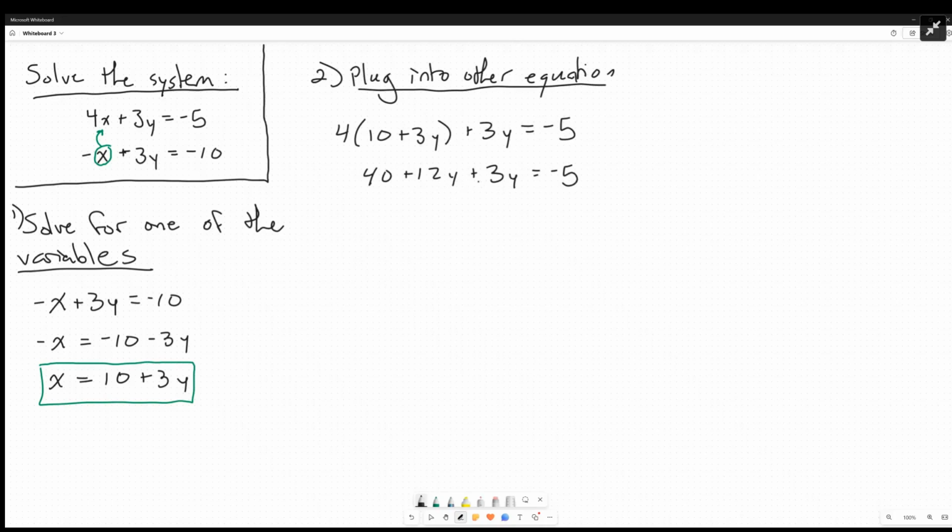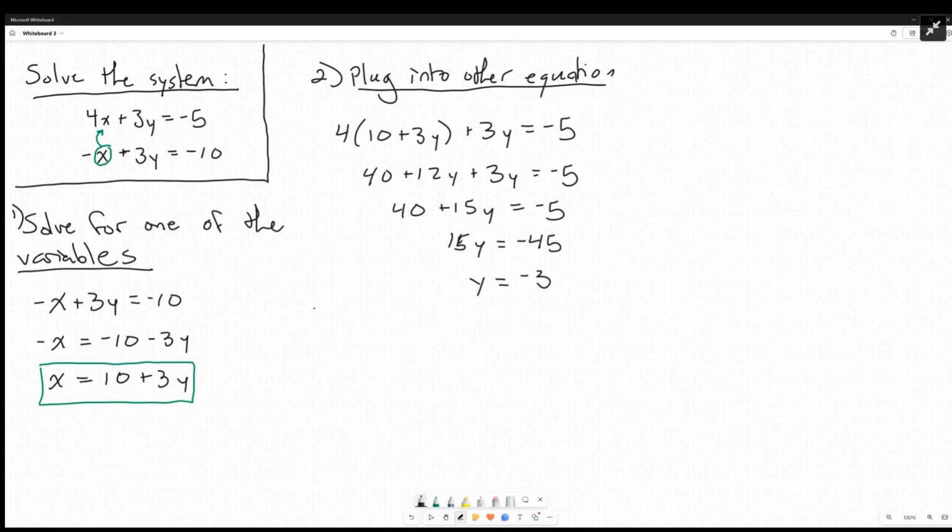Adding the like terms with the y, we get 40 plus 15y equals -5. And now we subtract this 40 to the other side and get 15y equals -45. And with some division, we will get that y equals -3.